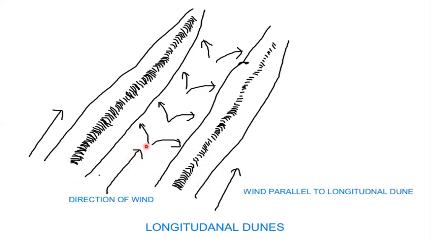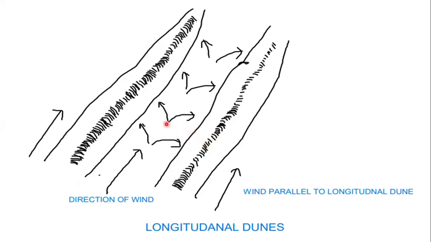Longitudinal dunes are found in the interior parts of the deserts. The wind is blowing parallel to the dunes. The velocity of the wind is high. It carries the sediments and deposits them on both sides, thus forming a longitudinal heap of sand, or a ridge of sand. This is the summit of the longitudinal dune.